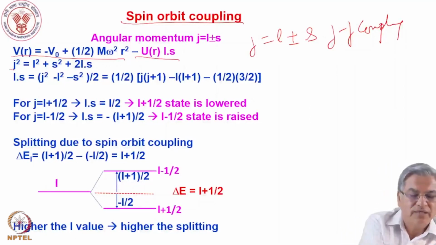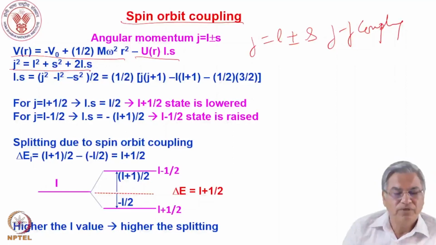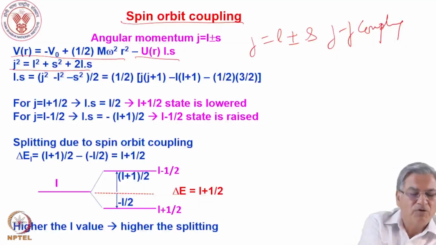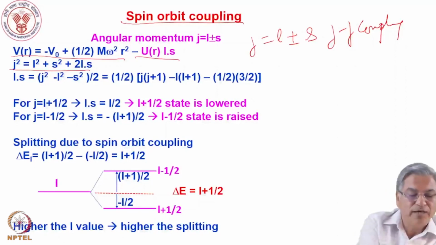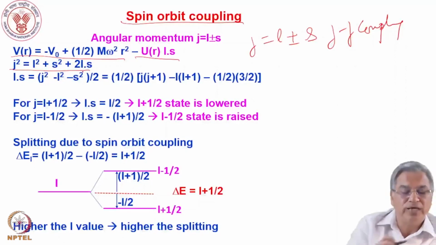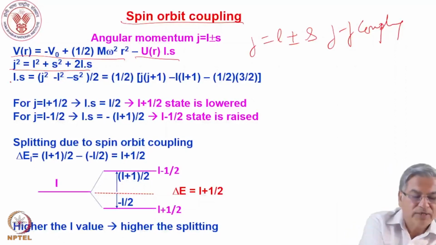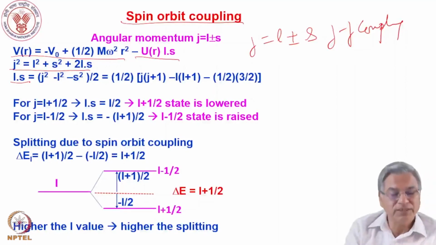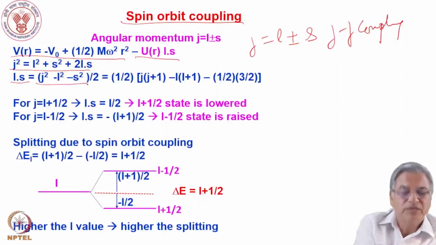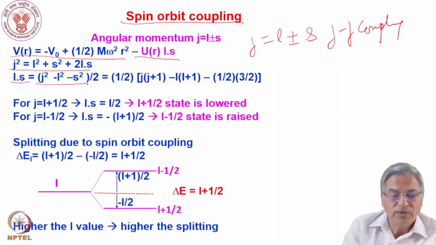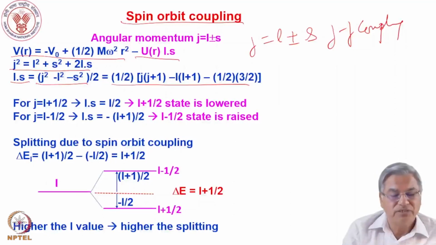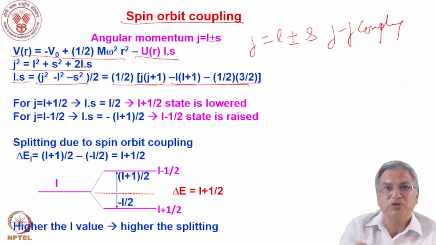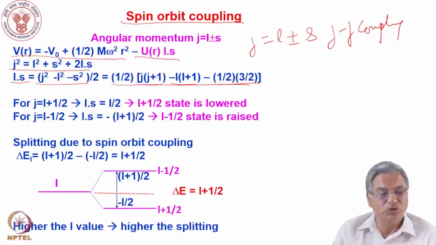The vector sum of L and S will be J, and so you can write J squared equals L squared plus S squared plus 2 L dot S. And so L dot S, we want the magnitude of L dot S, is (J squared minus L squared minus S squared) by 2. You can now write the magnitudes of J squared, L squared, and S squared as J(J plus 1), L(L plus 1), and S(S plus 1), that is, half into 3 by 2.